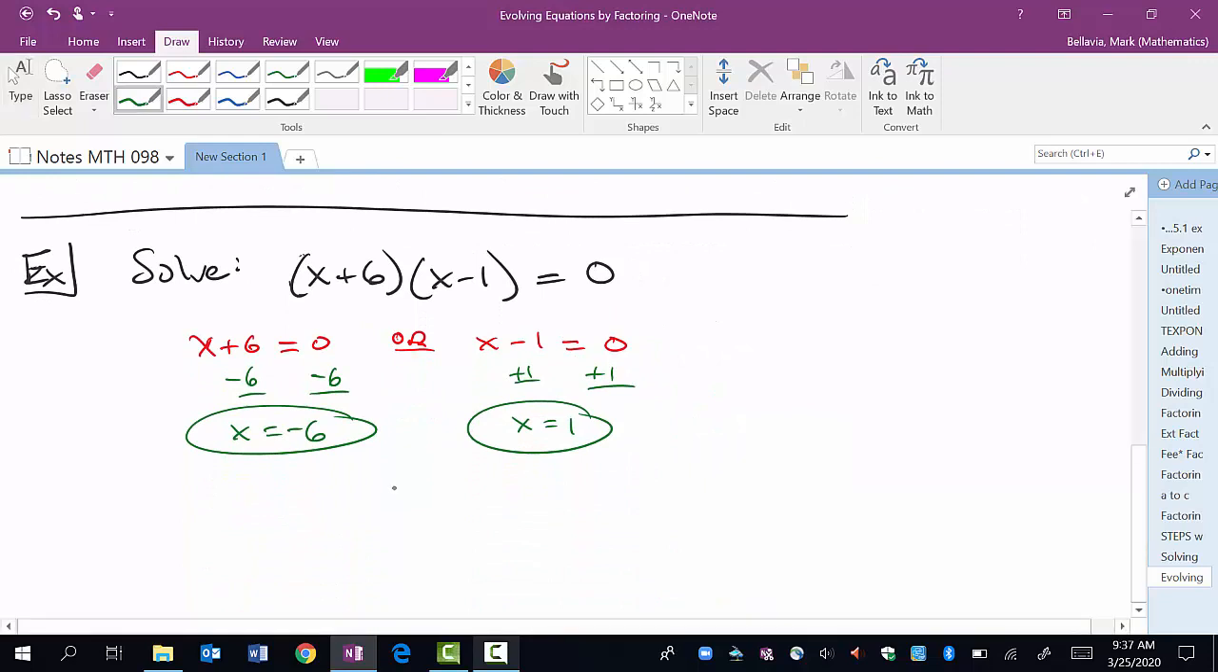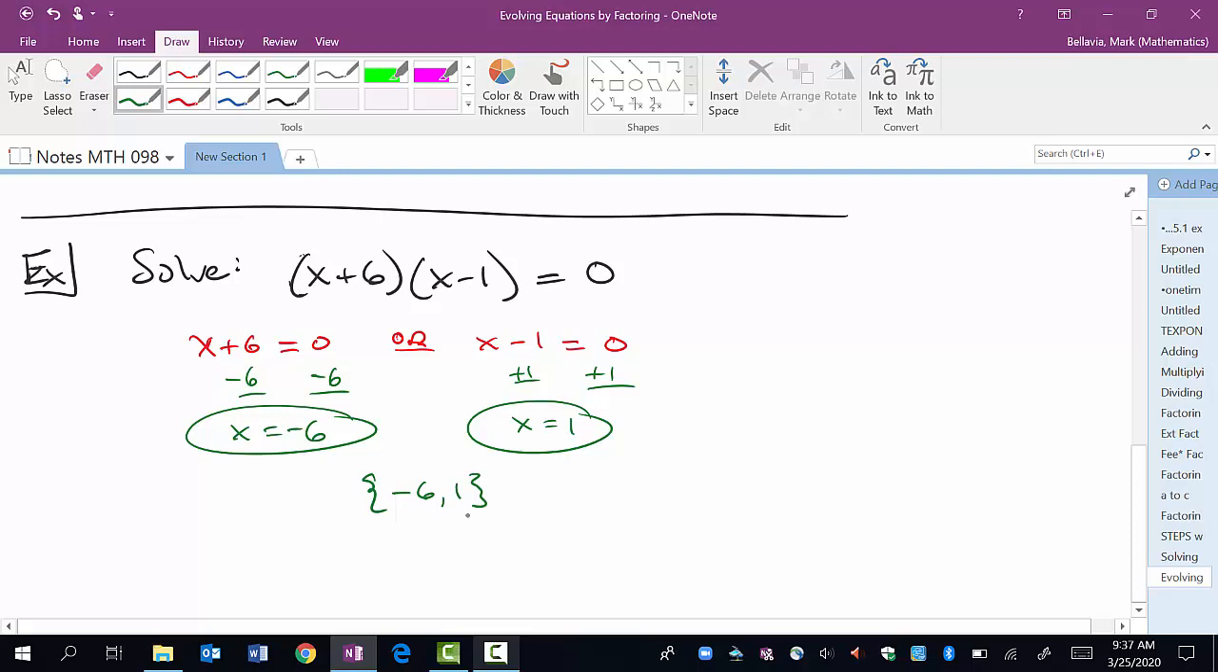And we can write this in set notation if you want. Curly braces represent a set. We have negative 6 and 1. Now, I don't care if you write it like this or if you write it in the set notation, but you should be able to understand both if you see them.